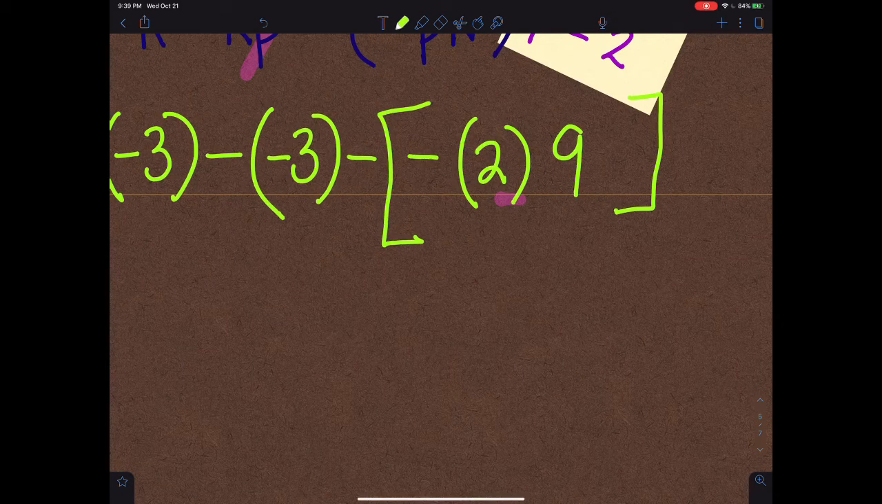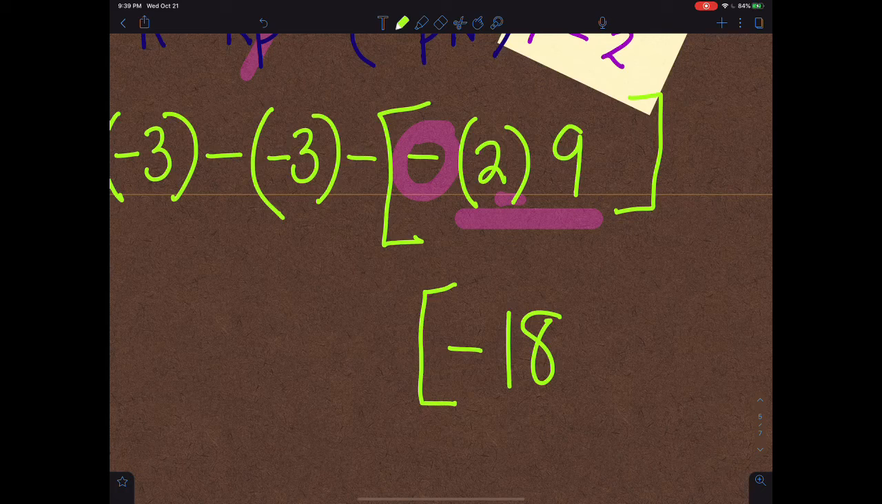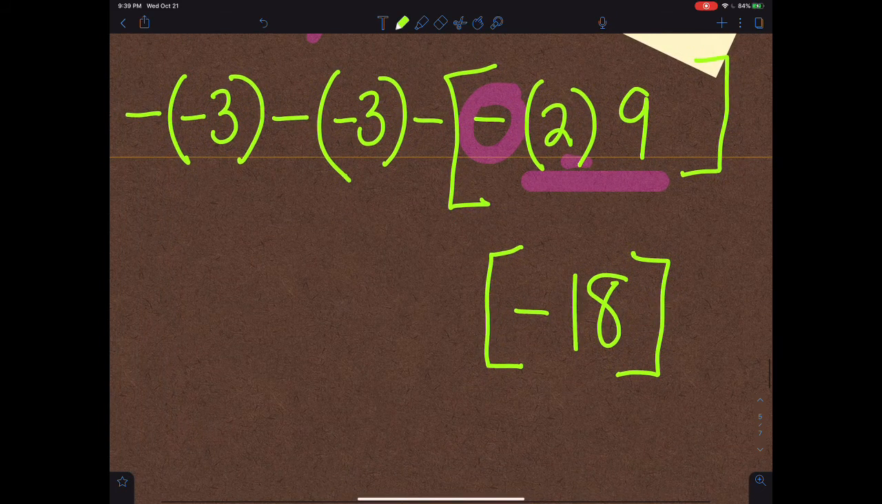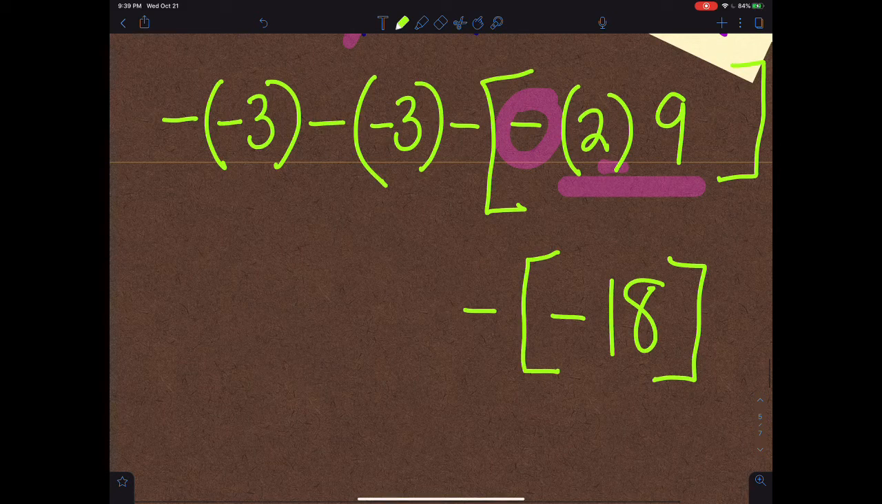Okay, now what is 2 times 9? 2 times 9 is 18. And then I have to bring this negative sign down. So I'm going to put a negative sign there. And then I'm going to just bring the brackets down, and then I'm going to write the rest of the problem. I guess I'll write it just the way it is.